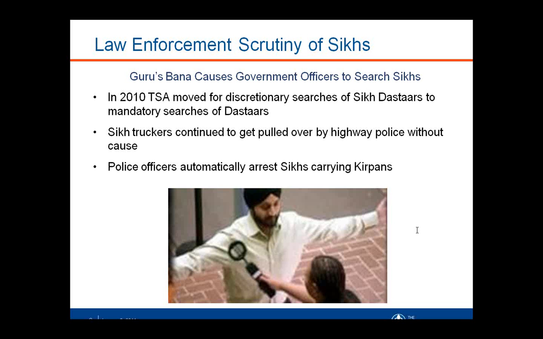And then finally, of course, with regard to law enforcement scrutiny, we pretty much know, based on the cases we get at the Sikh Coalition, that when an officer detects that a Sikh is carrying a kirpan, more often than not, they tend to be either arrested or given a ticket, which is very troubling, and another example of how merely the act of being a Sikh and maintaining our bana can be cause for one to be literally arrested in the case of those who carry the kirpan.